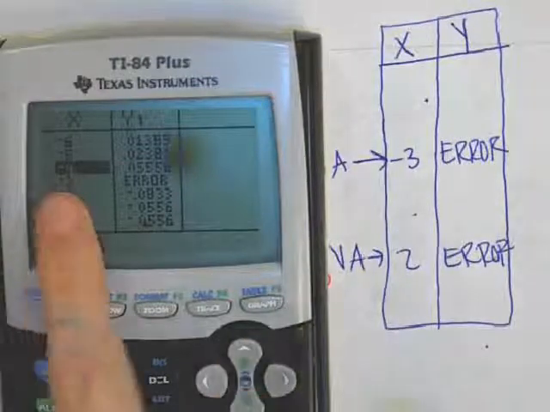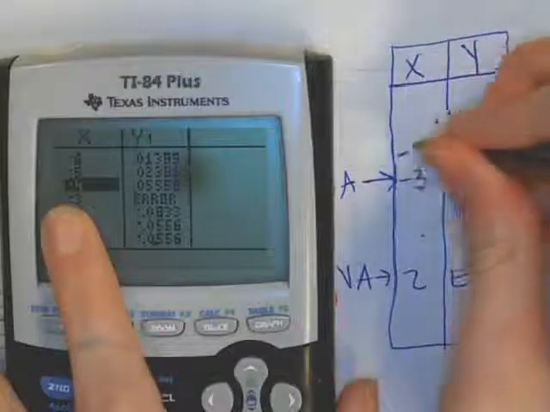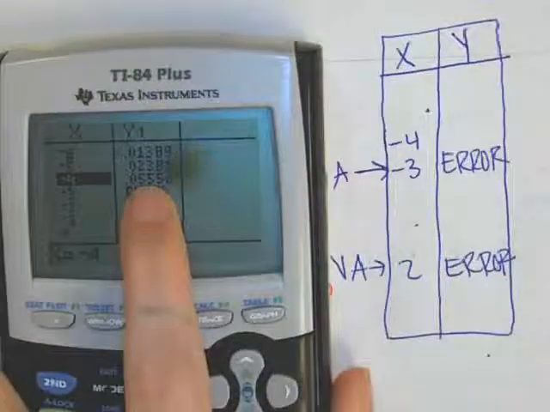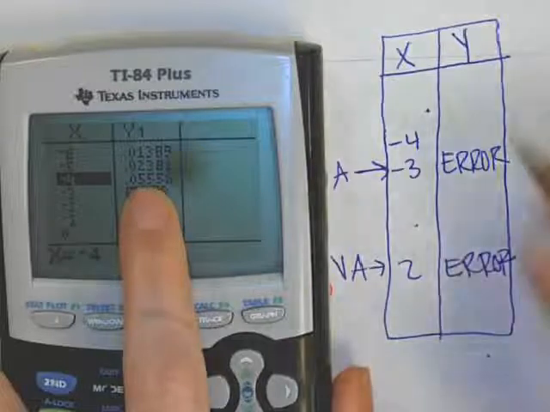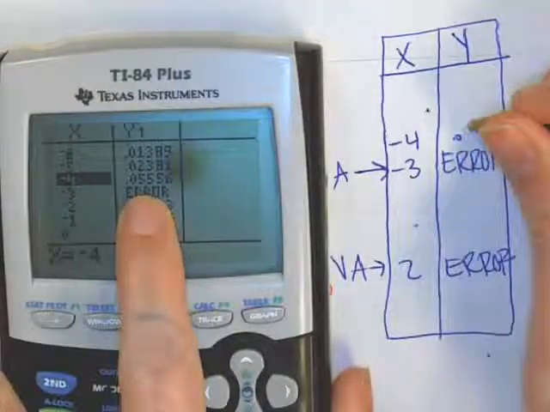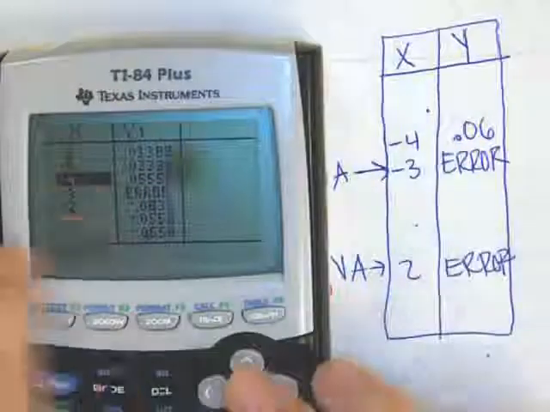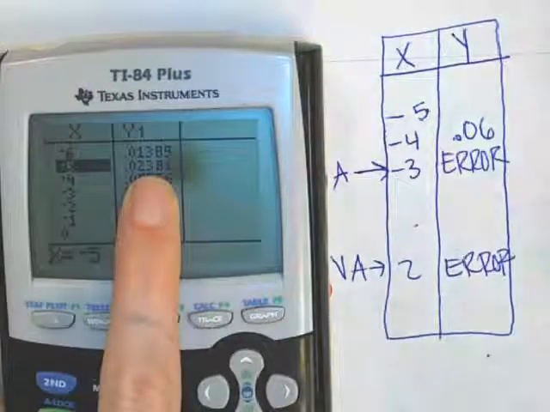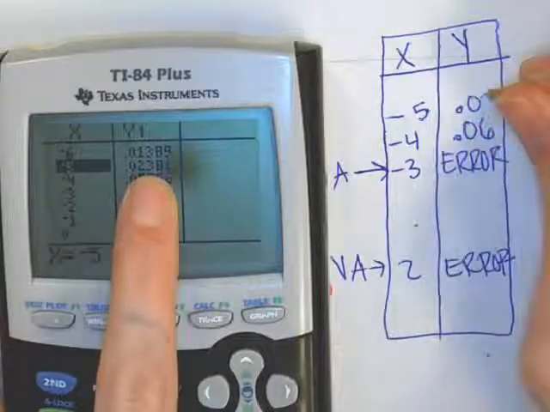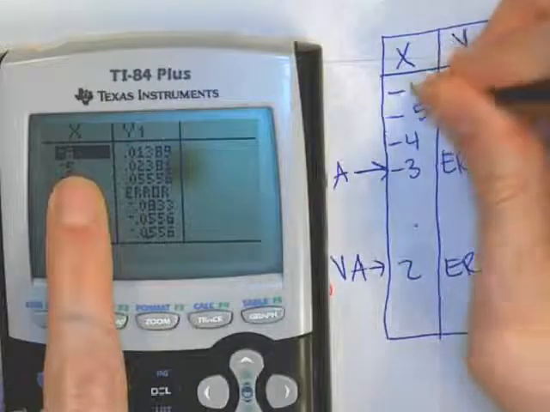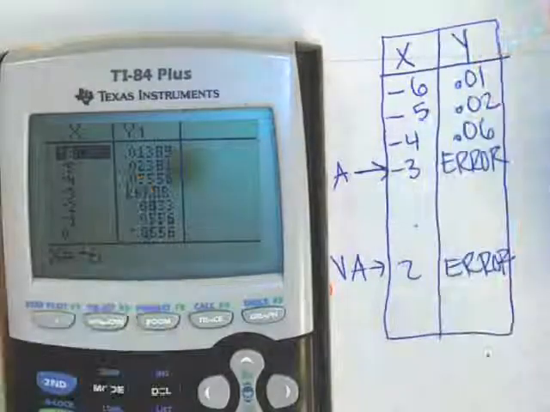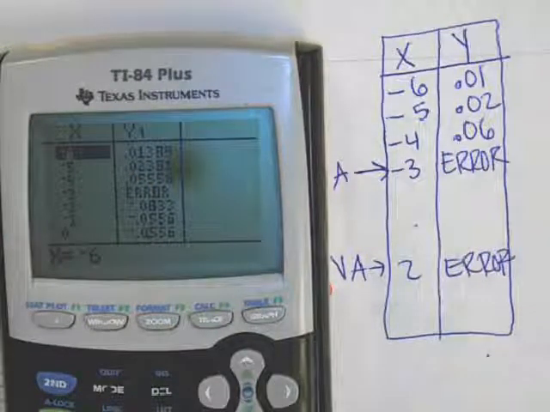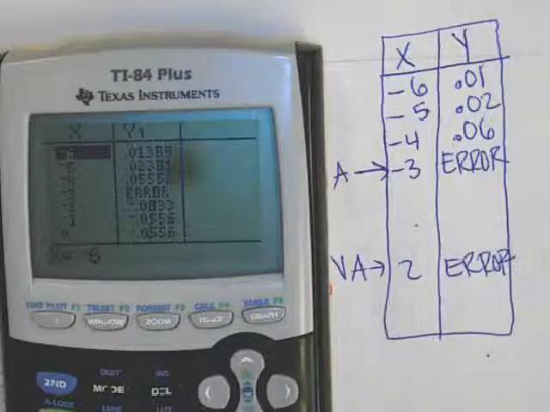So here we go. Next one, -4. And if you round that to the second decimal spot, what would it be? 0.05. Second decimal spot. 0.06. Thank you. Then go up again, -5, and round this one to the second. 0.02. And then the next one. See how those are really getting close to 0? Yeah. They're hugging the asymptotes really tightly.